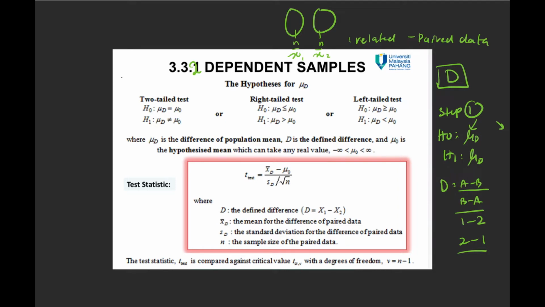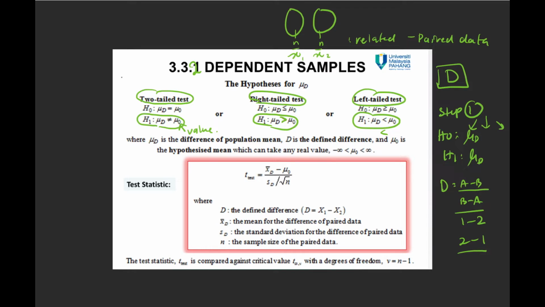So here at the center will be the symbol. For example, if your hypothesis is two-tailed test, it will be mu D not equals to mu naught. So mu naught here is a value, right? So how about right tail test? Right tail, mu D greater than for H1. Left tail test, mu D less than for H1.